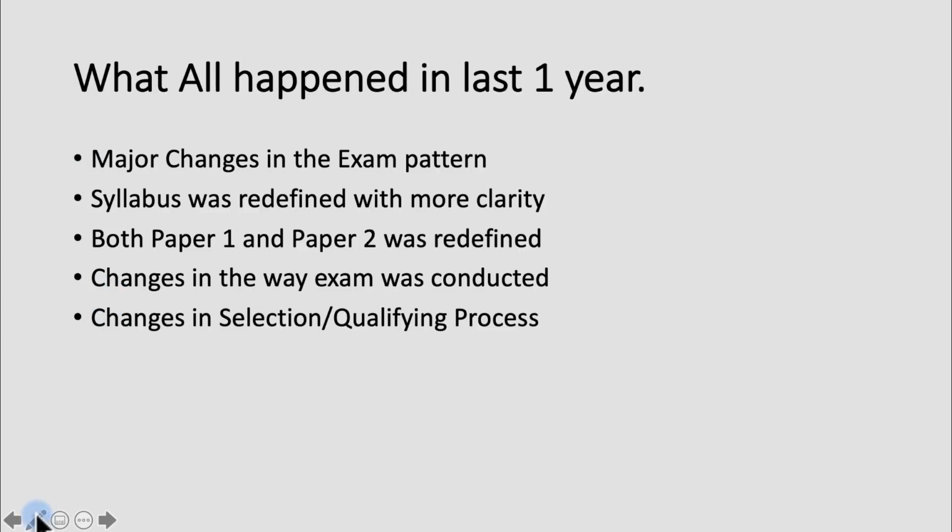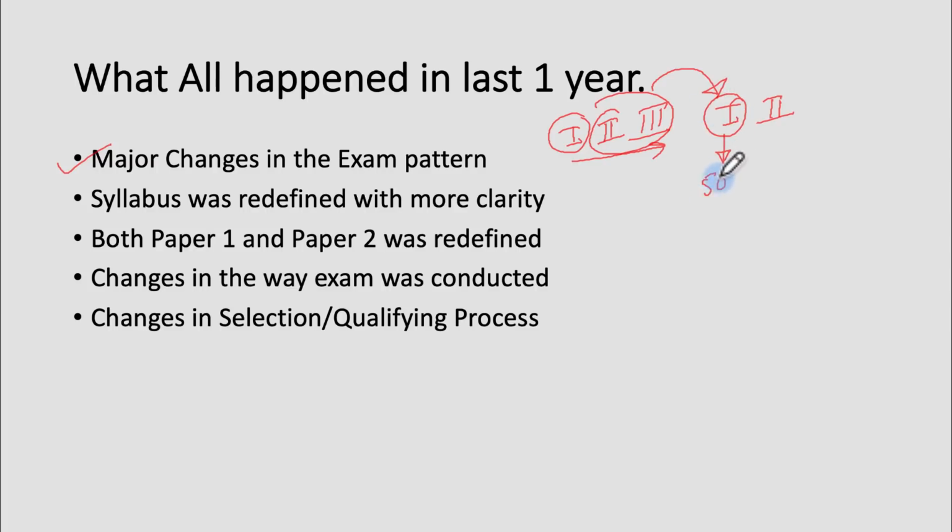Now what all happened in the last 1 year? In the last 1 year, what are the things that we have already seen? Number one is there's a major change in the examination pattern. Earlier we used to have 3 examinations, that is paper 1, paper 2 and paper 3. Paper 1 is a non-technical section, but paper 2 and paper 3 both are technical sections. Now we only have 2 papers, that is paper 1 and paper 2. Paper 1 is your non-technical section where you are going to have 50 questions, and paper 2 is the technical section which is going to have 100 questions. Every question is of 2 marks, so roughly you can see the examination is of 300 marks now.